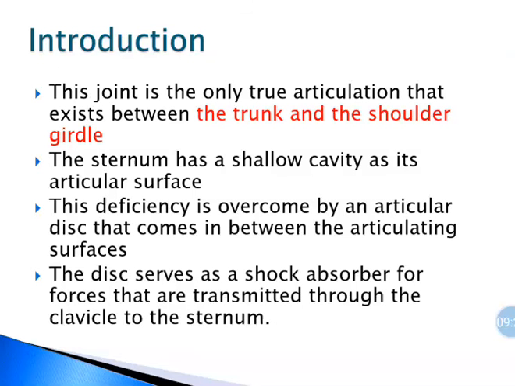So what we have seen is that the sternum has a shallow cavity. This deficiency is overcome by a disc that is in between the articulating surfaces. The disc not only overcomes the deficiency, it also acts as a shock absorber for any forces that are transmitted through the clavicle to the sternum.